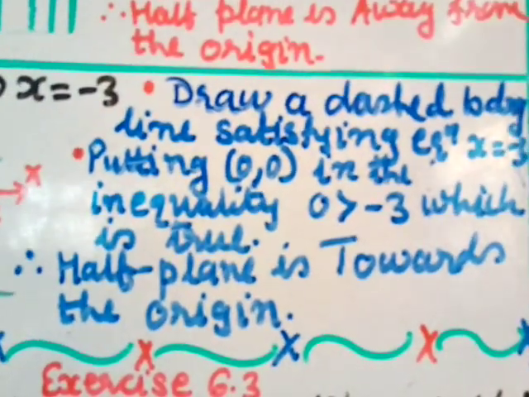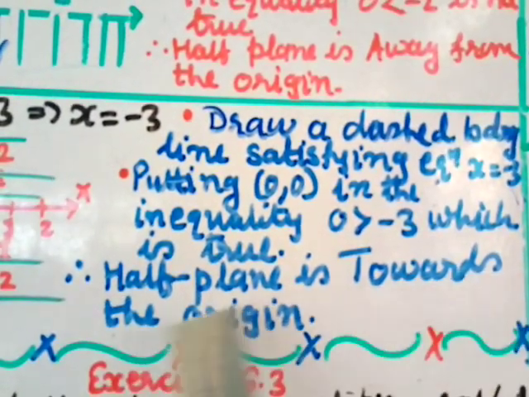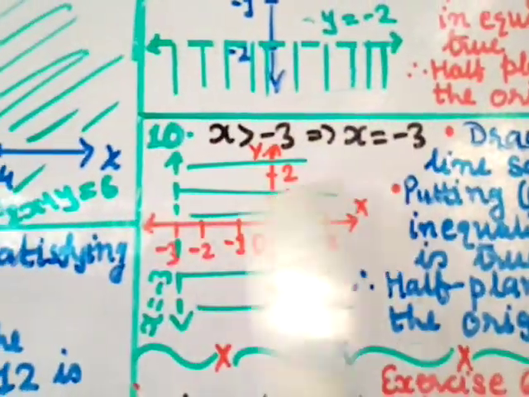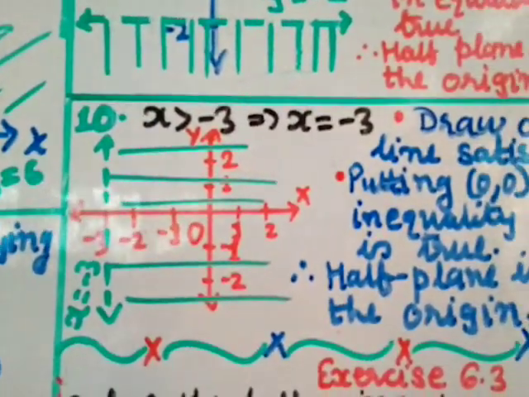Because 0 is always greater than all the negative numbers. Therefore, this is true, and the half plane is towards the origin. See, I have shaded the region on this side. So that is the solution for question number 10.